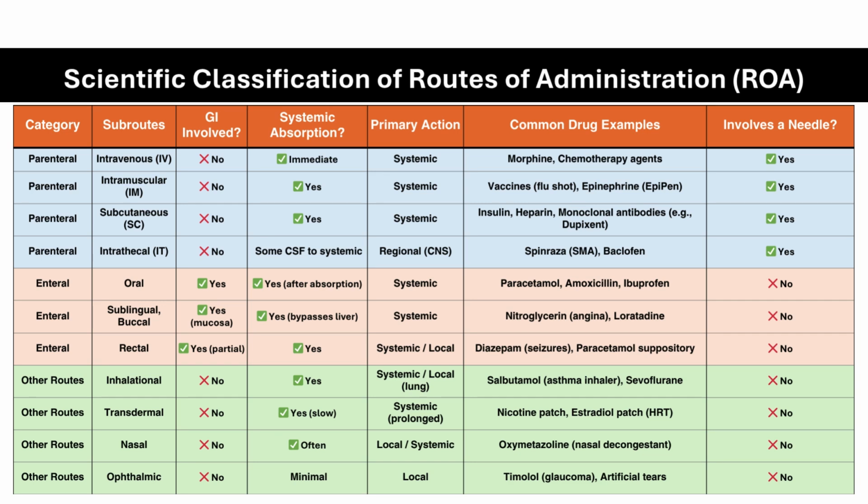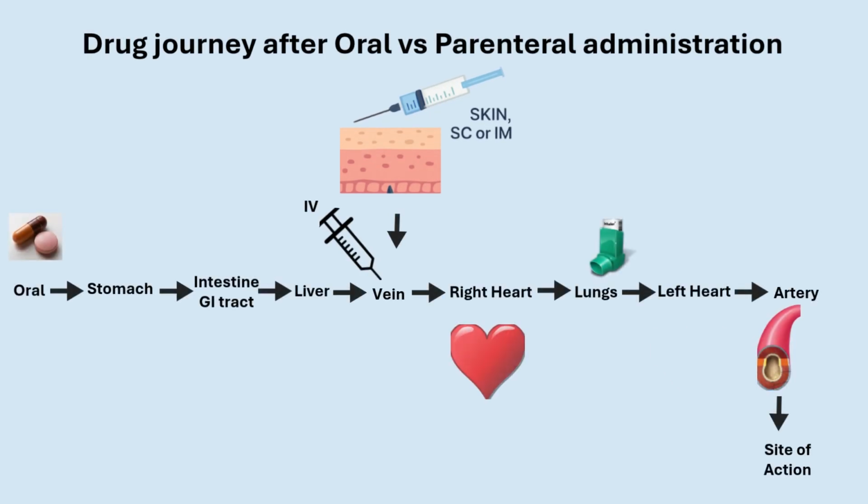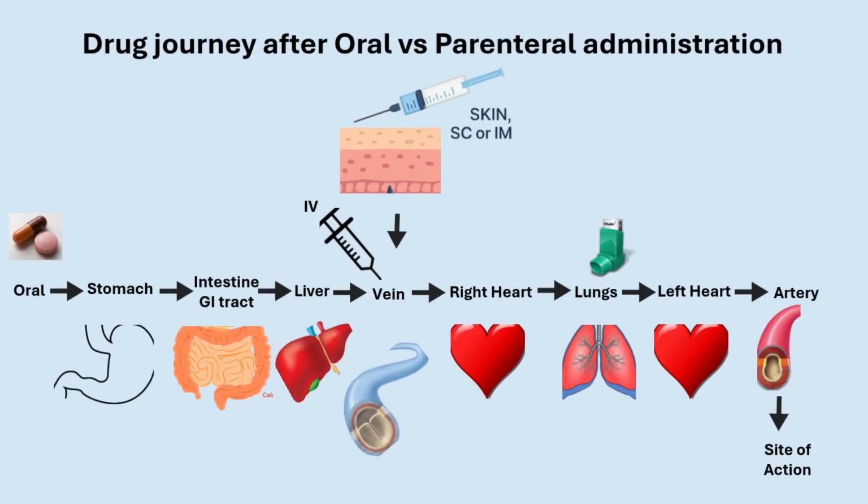metabolism. Oral route is the most convenient and commonly used route of administration. It's non-invasive and easy to administer. Biologics and peptides such as insulin may degrade in the stomach and need to be given parenterally. The choice of route of administration is a balance between the therapeutic goals, patient needs, and drug characteristics. Let's take a look at the journey of the drug after oral versus parenteral administration.